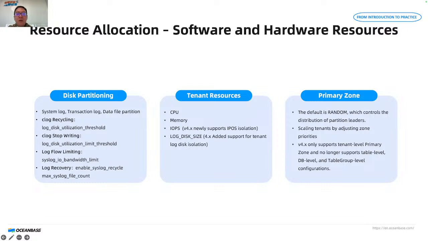Two transaction log-related parameters are critical. The C-log recovery parameter, which defaults to 80%, and the C-log stop writing parameter, set at 95%. When the C-log recovery threshold is exceeded, recovery will begin. If recovery is delayed beyond the stop writing threshold, the node will cease writing.